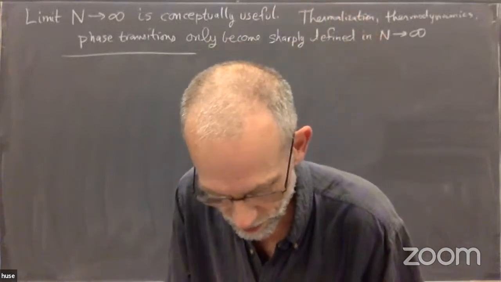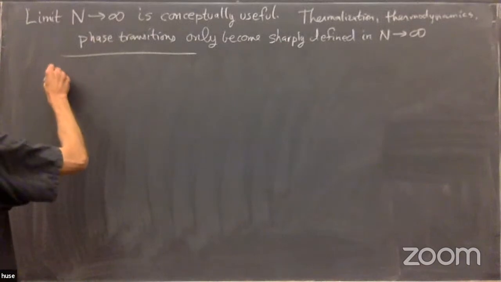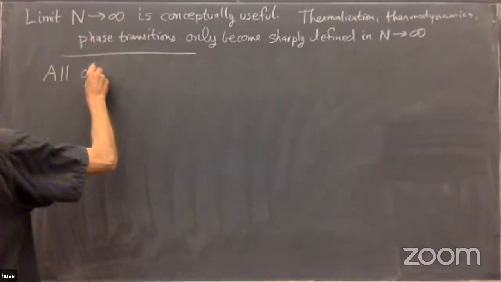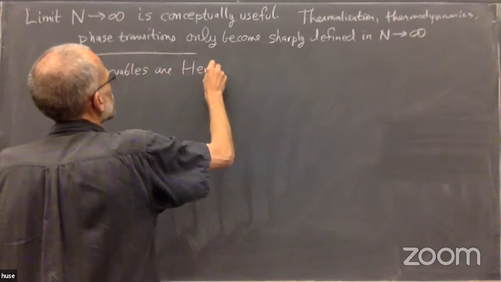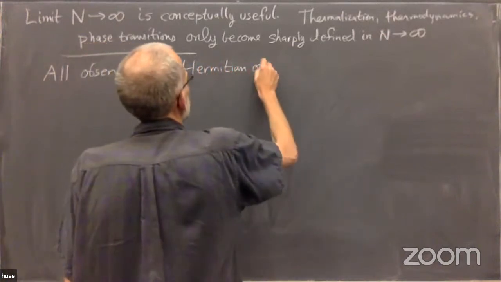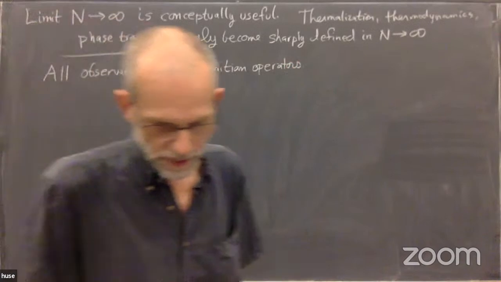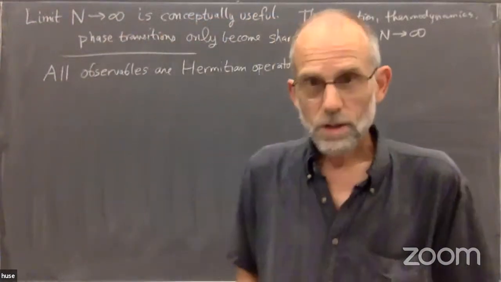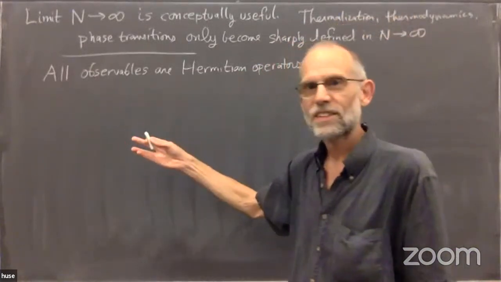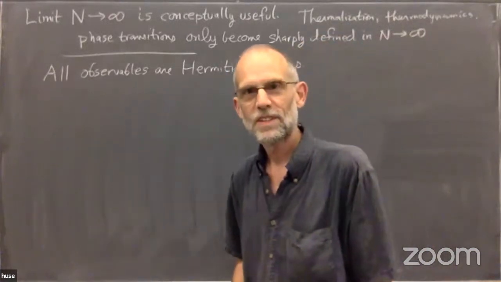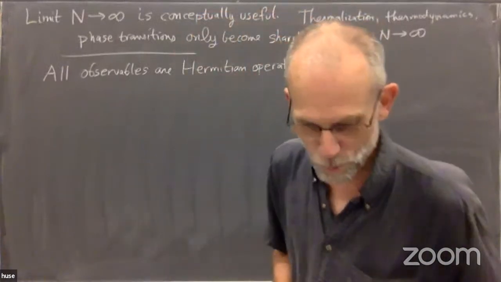Right. So now I want to say something. We're talking about quantum mechanics, so let me just say something you learned in your quantum mechanics course. All observables are Hermitian operators. And that's fine. Now, whoever taught you quantum mechanics might have said the opposite: all Hermitian operators are observables. That is false, and I want to say what I mean by that.